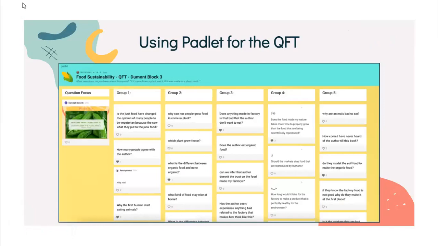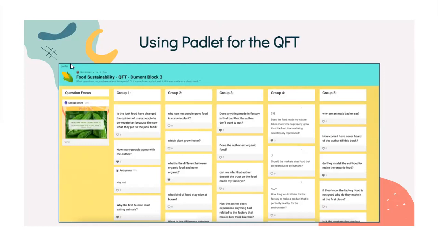Thanks, Kendall. So we decided to use Padlet for the QFT, and I cannot take any credit for this. It was actually thanks to Sarah. It was about a year ago at the height of remote learning and the pandemic that Sarah gave a presentation about using the QFT, I believe with primary sources. And so we saw how they used Padlet in a remote environment, and it just seemed brilliant.